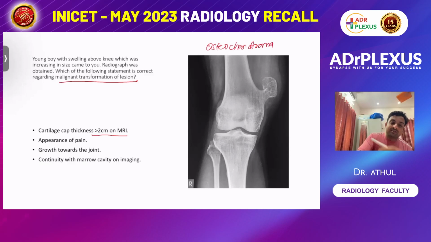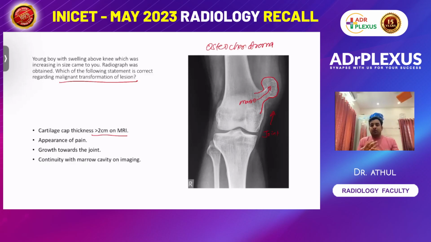So osteochondroma is nothing but an exostosis. What happens is the bone will grow away from the joint cavity, in continuation with the marrow cavity. So this is the marrow, and the marrow cavity will be continuous. See, this is the joint. The bone will be going away from the joint. All these are the normal characteristics of osteochondroma.